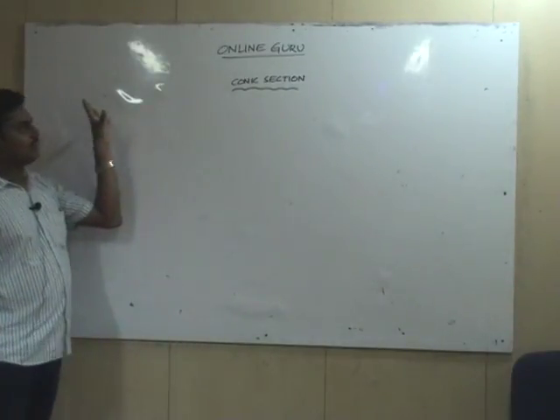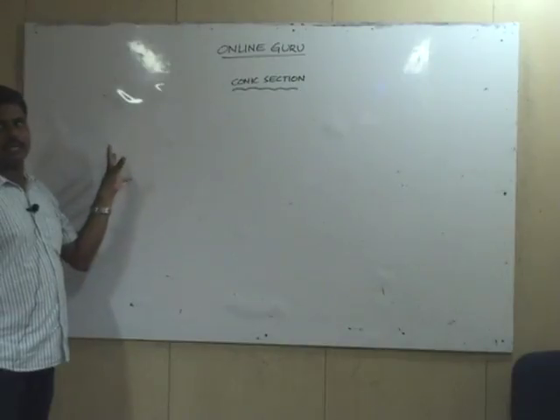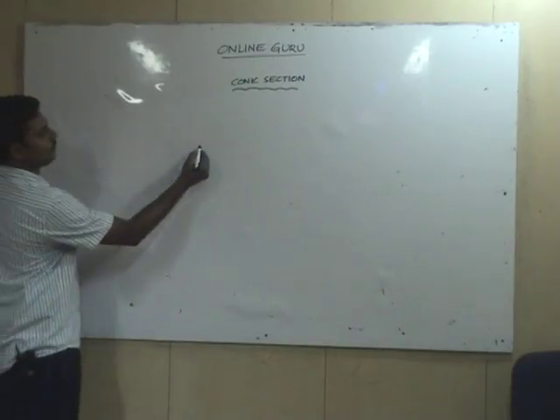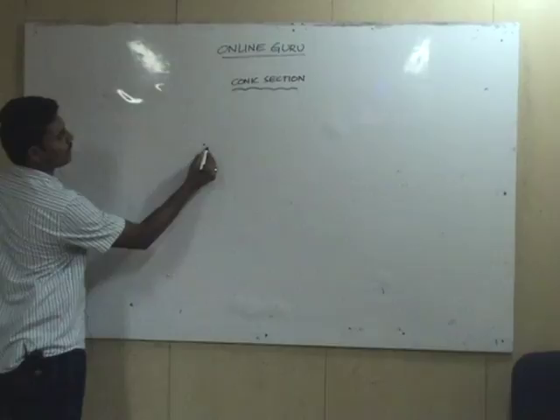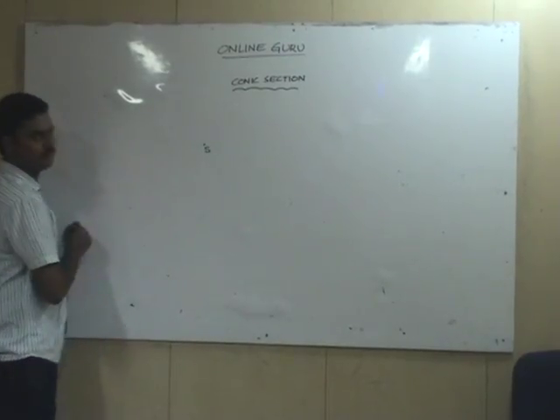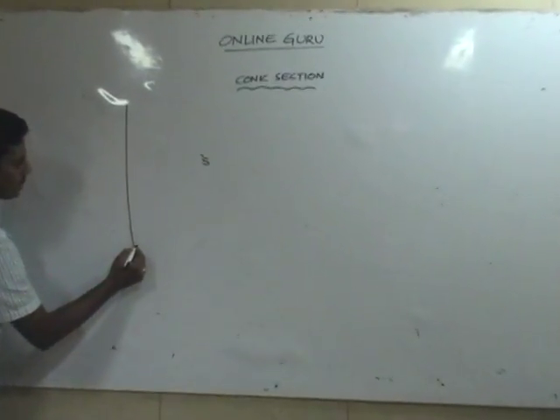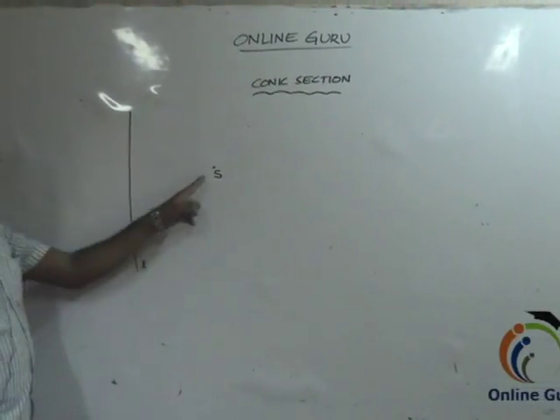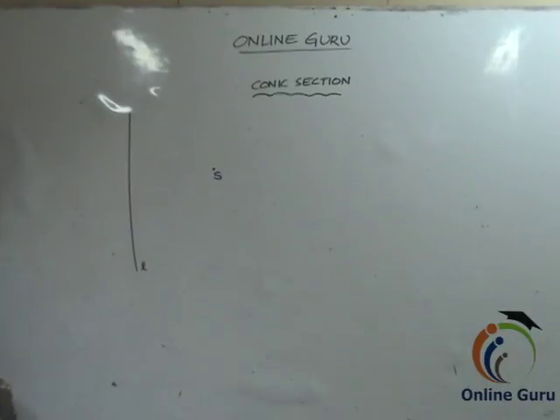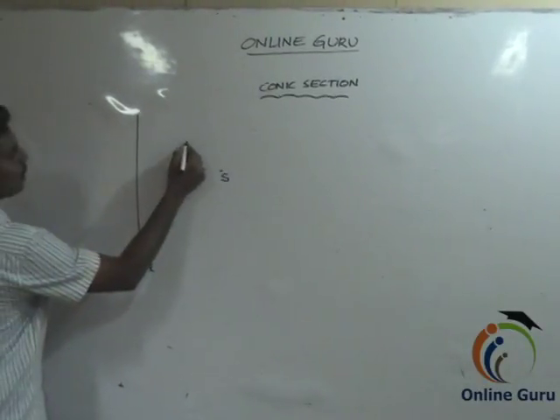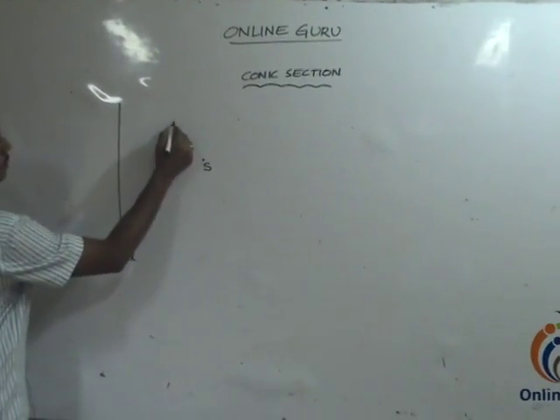Now here, this board can be treated as a plane. In this plane, you take any fixed point that is denoted by S. Now in the same plane, you take any fixed line that is denoted by small l. This is nothing but the fixed point, and this is nothing but the fixed line. Now you take another point in the same plane that is denoted by P.